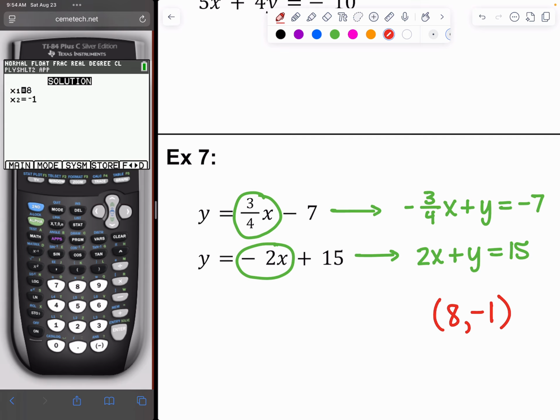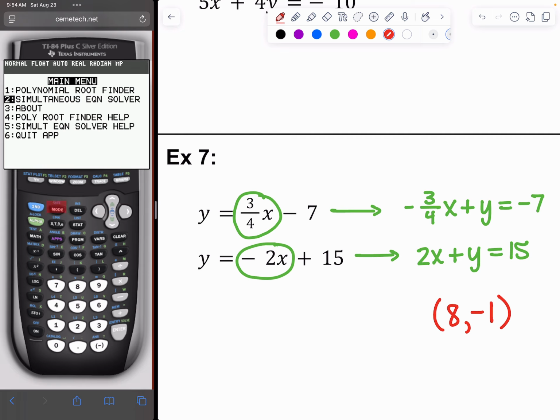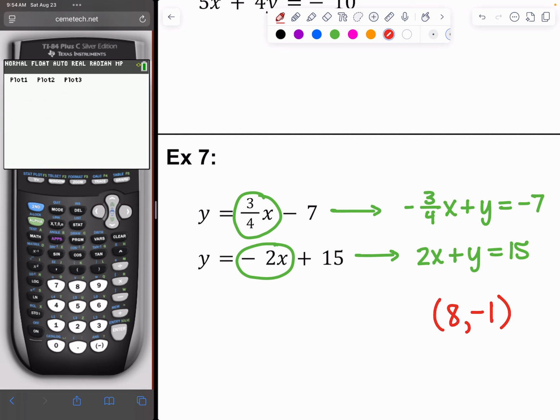If I wanted to, I can press y equals and put both of these equations in there. So I can put y equals 3 over 4x minus 7, and then y is equal to negative 2x. You can only put stuff in y equals that's solved for y. If it's not solved for y, you can't do it. Then I can graph.